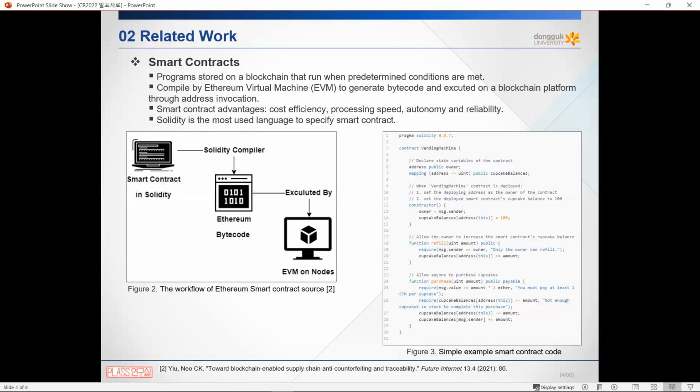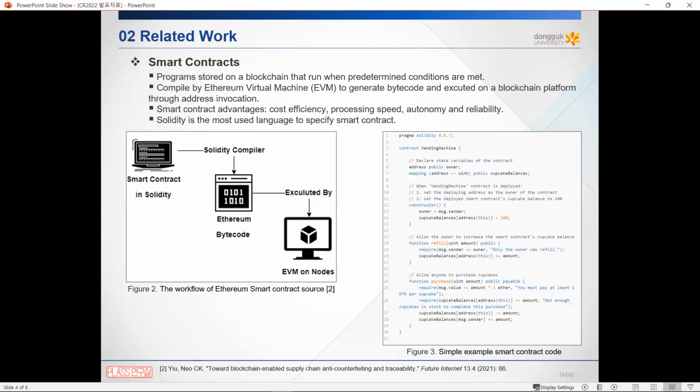The most used language for smart contracts is Solidity, which also has some issues affecting smart contract security. Solidity is a contract-oriented programming language designed to target the EVM, the Ethereum Virtual Machine, and it is influenced by C++, Python, and JavaScript.